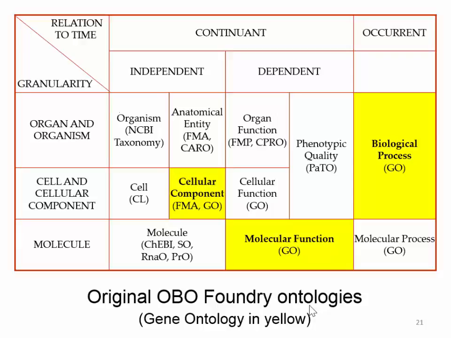So the gene ontology is marked in yellow. The gene ontology covers cellular components. The cell ontology covers cell types. Types of cells, whole cells. We still don't really have a cellular function ontology. We're beginning to have an organ function ontology. All the other pieces of this diagram are occupied, more or less appropriately occupied. But the diagram gets bigger as time goes by. But the organization of the diagram remains the same.